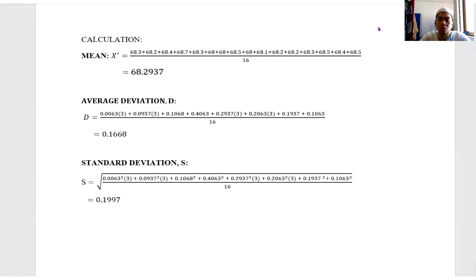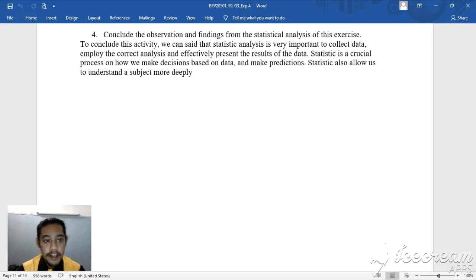Thank you. So for conclusion, we can say that the statistic analysis is very important to collect any data, employ the correct analysis, and effectively present the result of any data. Statistic is a crucial process on how we make our decision based on the data and make prediction. Statistics also allow us to understand a subject more deeply.